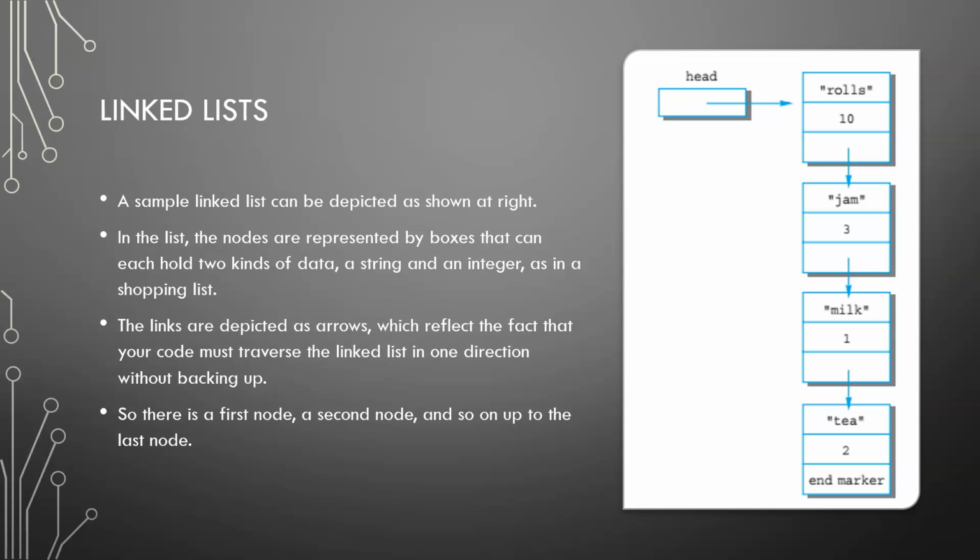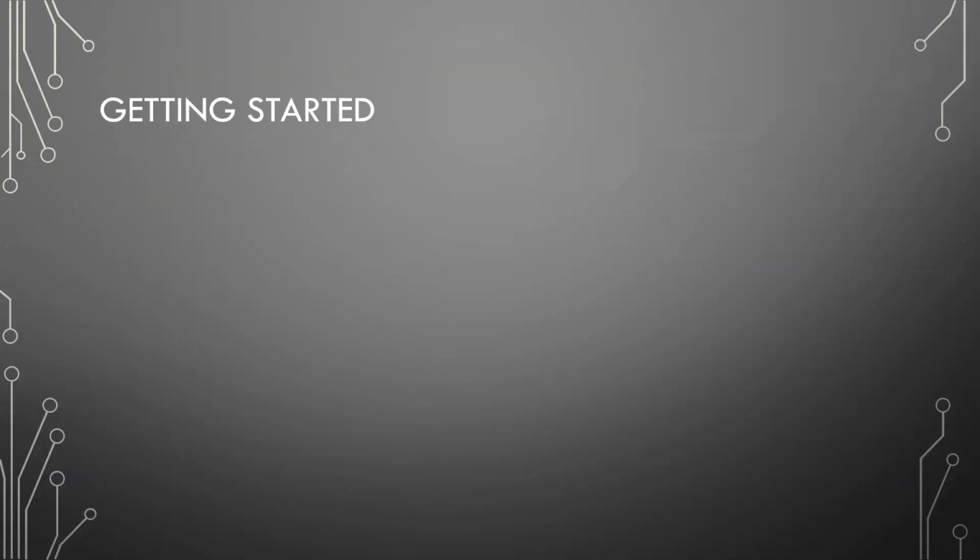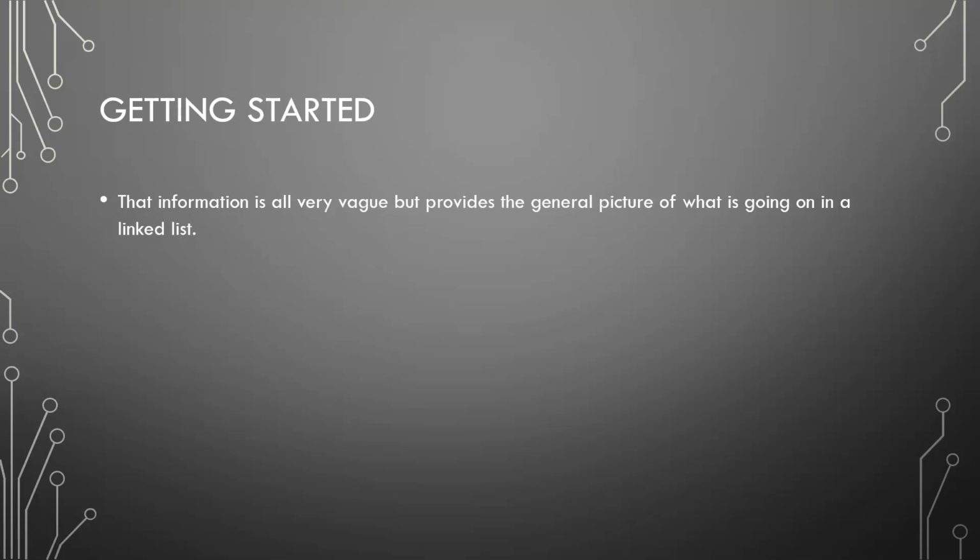Now, the first node that we're going to look at is known as the head node. This is the first node in your list. This is your position 0. Now that we've established a little bit of the terminology, let's get started with the lesson for today. All the information I've talked about up to this point is a bit vague. It's not necessarily clear how this is implemented in programming, but it does provide a general picture of what is going on inside the linked list itself.